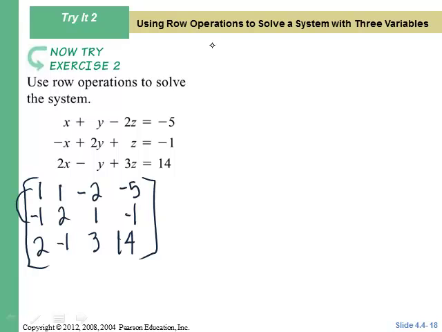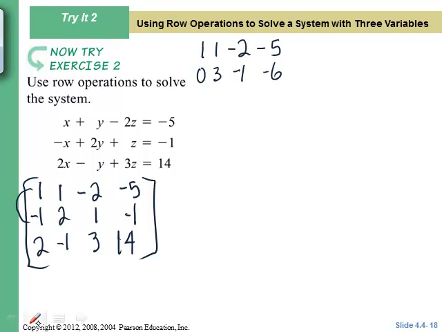Let's just add the second row to it. So we have 1, 1, negative 2, negative 5. 1 and negative 1 is 0. 1 and 2 is 3. Negative 2 and 1 is negative 1. Negative 5 minus 1 is negative 6.